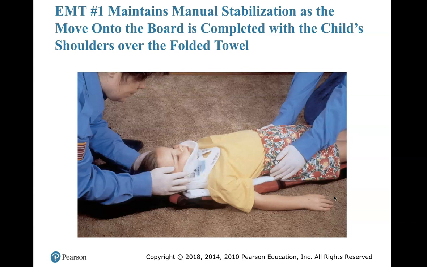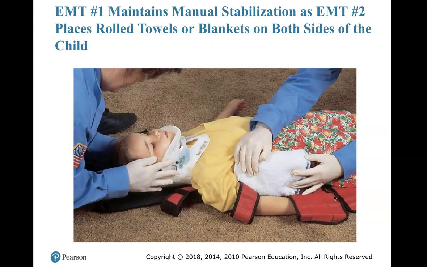EMT-1 maintains manual stabilization as the move onto the board is completed with the child's shoulders over the folded towel. EMT-1 maintains stabilization as EMT-2 places rolled towels or blankets on both sides of the child.